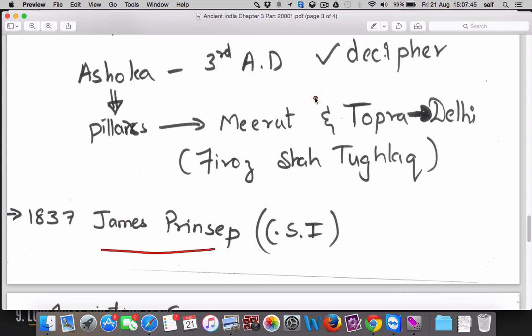But before that, in the Harappa civilization, no one was able to decipher. Only James deciphered, in the year 1837, the inscription which was done on the pillars of Meerut and Topra. Actually, it was originally there in Meerut and Topra, but the ruler Feroz Shah Tughlaq took this pillar and settled it in Delhi.